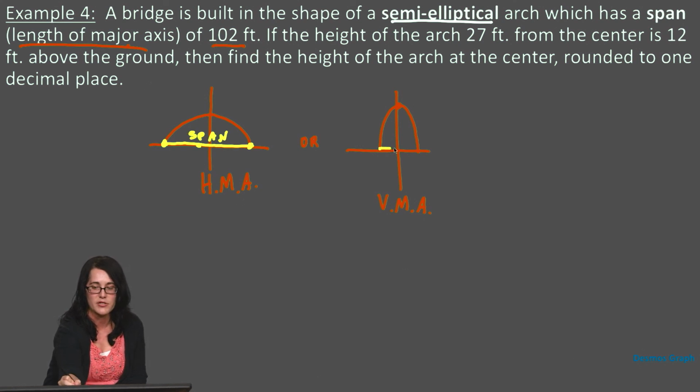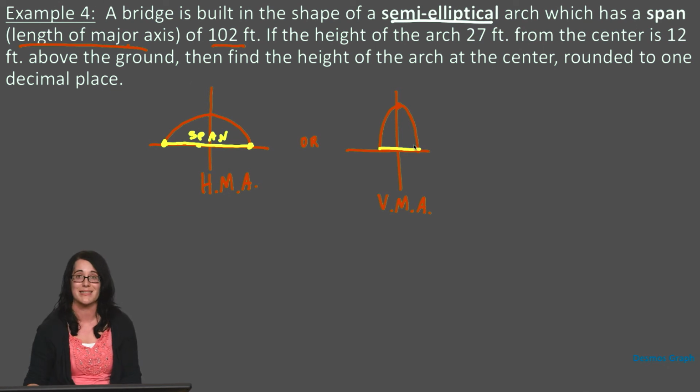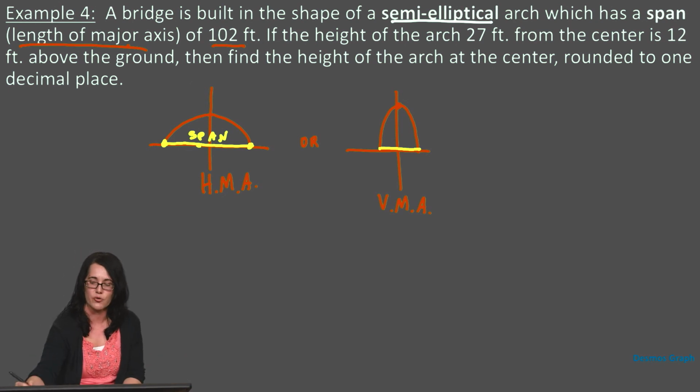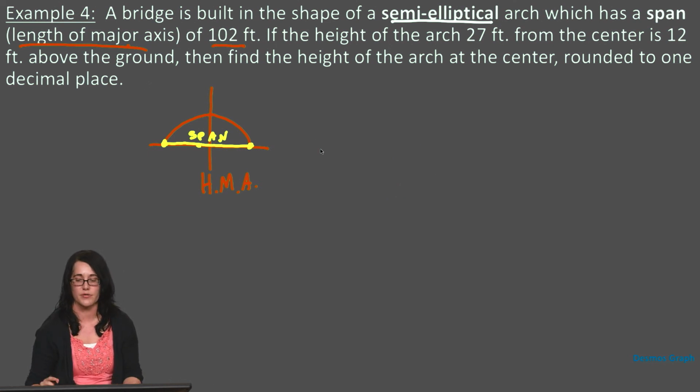Now, if it had been in this situation, if this had been my span, that wouldn't make sense because that would have been my minor axis. If it was a vertical major axis, that wouldn't make any sense. So we can rule out this picture since the span is always horizontal in nature and they told me that was the major axis. Okay, so what else do we know?